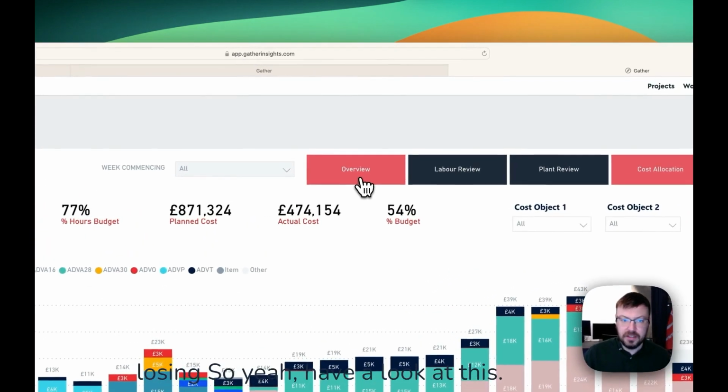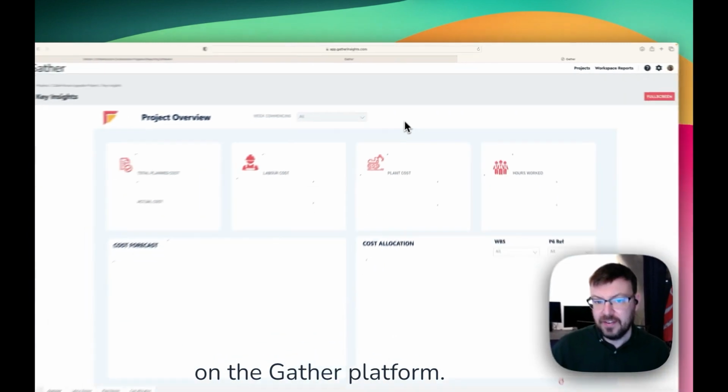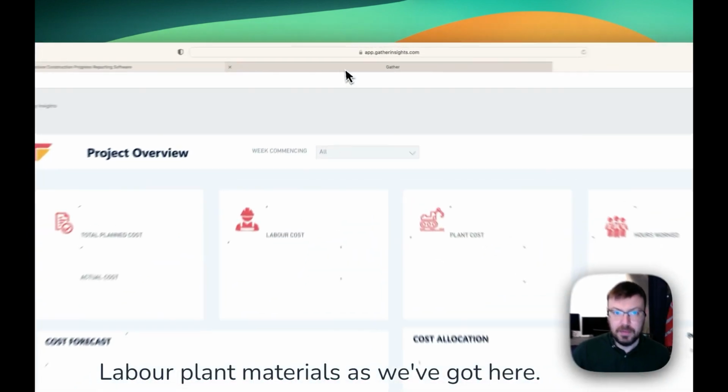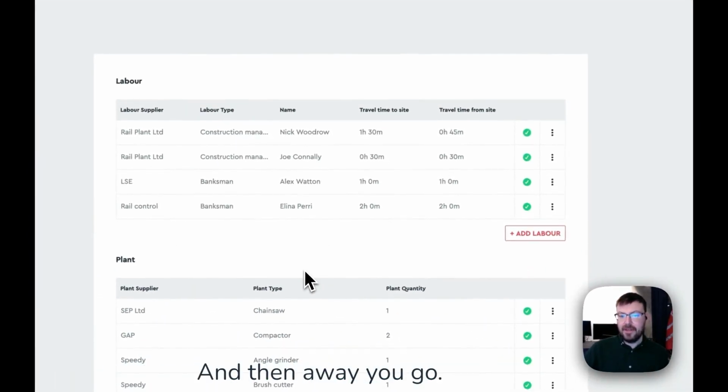So have a look at this. It's available to everyone on the Gather platform. Just make sure you're capturing the labor, plant, and materials as we've got here, and then away you go.